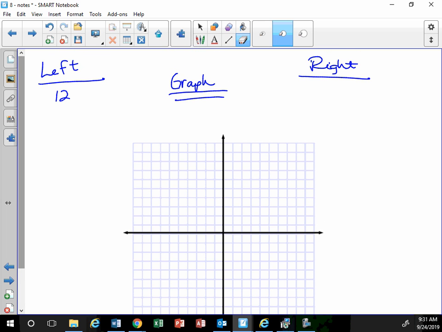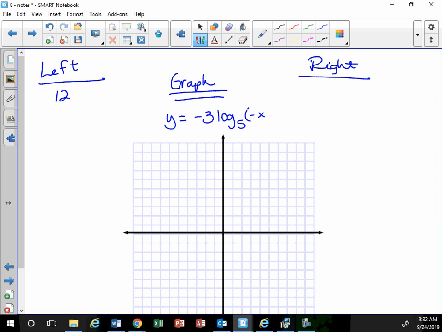Let's try again. Let's do -3 log base 5 of -x. That's going to add a lot of flips. Testing your flipping abilities this morning.